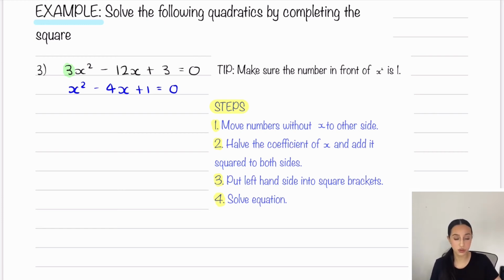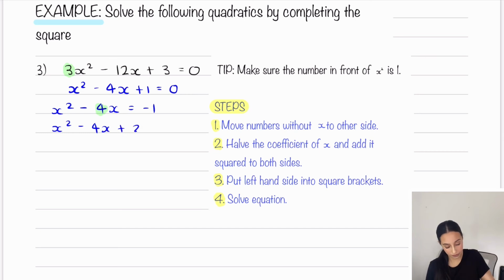So the first step is to move any numbers without x to the other side. So I'm going to move the 1 to the other side. Step 2 is to then halve the coefficient in front of x and add it squared to both sides. The coefficient in front of x is 4. Half of 4 is 2, so we're going to be adding 2 squared to both sides. Okay, negative 1 plus 2 squared is 3. And I'm just going to rewrite the left-hand side.